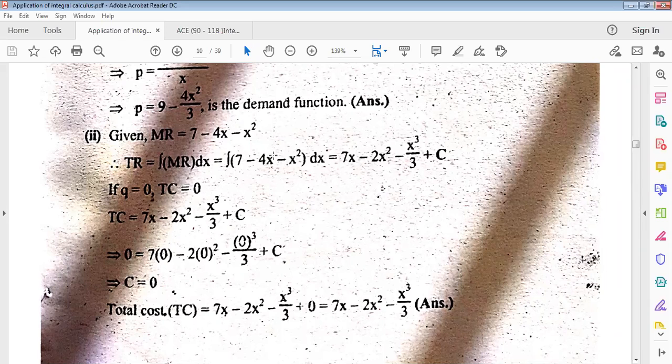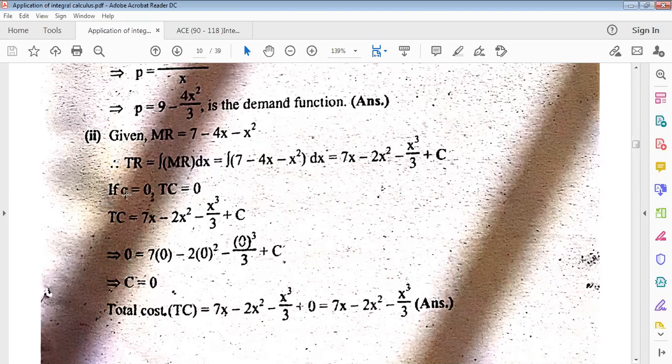And integration of x: x to the 1 plus 1 divided by 1 plus 1, that means x square by 2. Now integration of x square: x to the power 2 plus 1 divided by 2 plus 1, that means x cube by 3. This is the integral constant, not cost. You can use k.